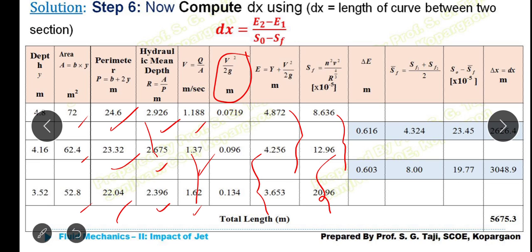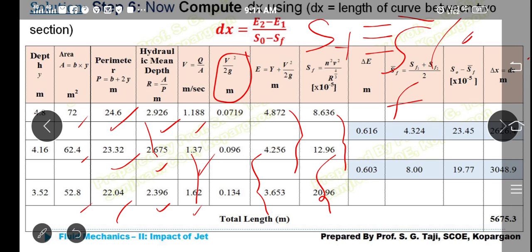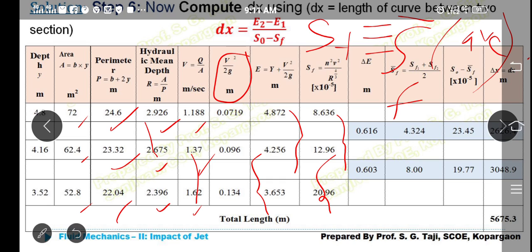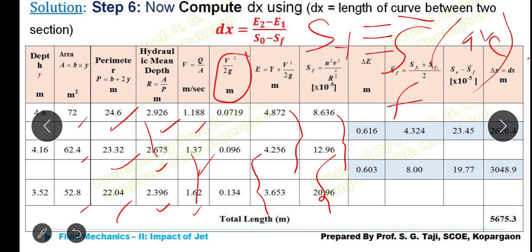Then we know that S0 minus SF bar, that is average value. Either you can take SF or SF bar. In some books it is taken as SF bar, that is nothing but average value, that's all. In order to understand average value of SF1, SF2, we are taking SF bar.